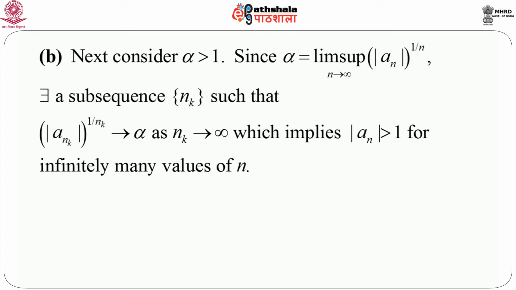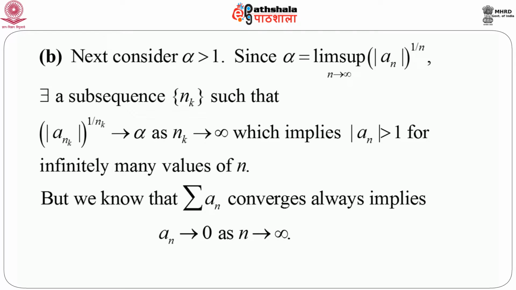Now, again, since alpha equals the lim sup of modulus of a_n whole to the power 1 by n as n goes to infinity, there always exists a subsequence n_k such that modulus of a_{n_k} whole to the power 1 by n_k goes to alpha as n_k goes to infinity, because it is the lim sup. That means we can always find such a subsequence. Now, since alpha is greater than 1, this immediately implies that modulus of a_n is strictly greater than 1 for infinitely many values of n, because it goes to alpha as n_k goes to infinity.